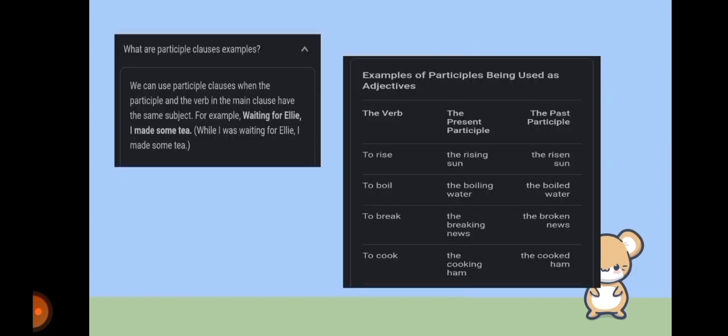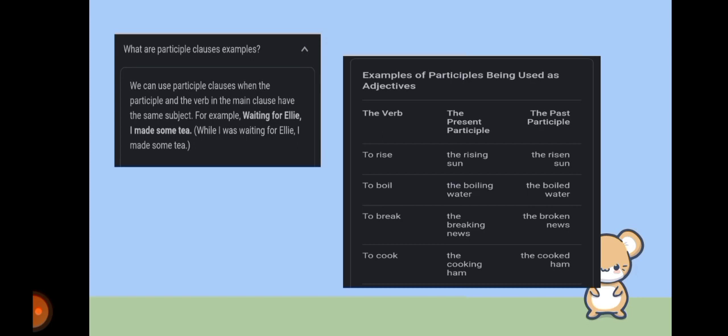What are participle clause examples? We can use participle clauses when the participle and the verb in the main clause have the same subject. For example, waiting for Ellie, I made some tea. While I was waiting for Ellie, I made some tea. Examples of participles being used as adjectives.